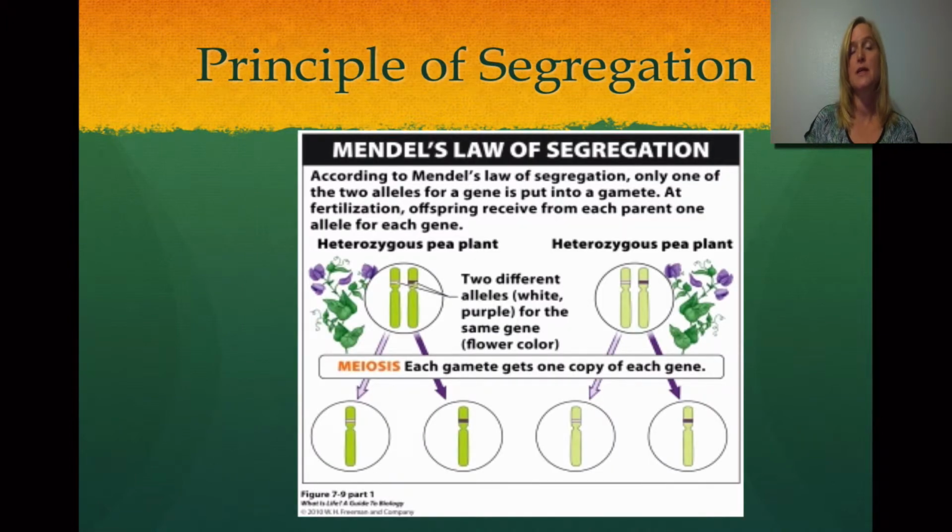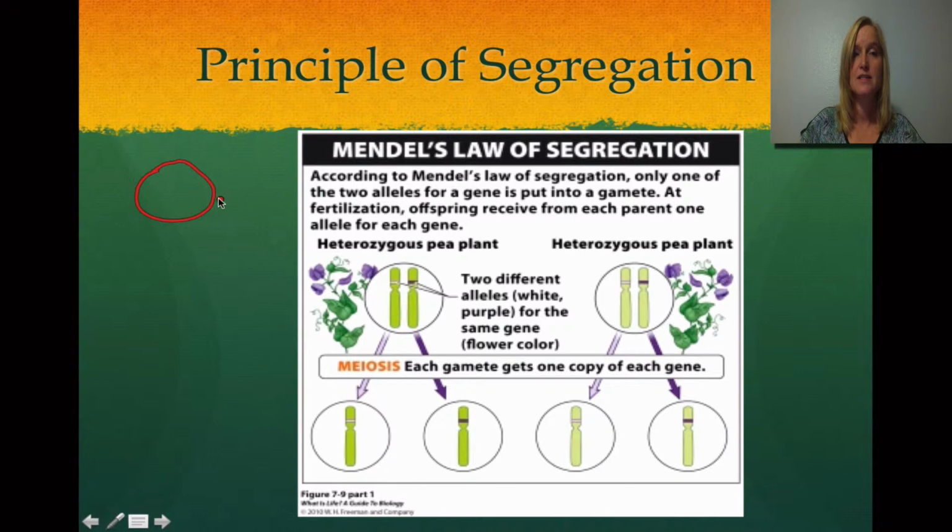So Mendel came up with this principle of segregation, and what that tells us is that only one of the 2 alleles for a gene is put into a gamete. When the sperm cell is being produced in the father, only one allele for that trait is being put into that sperm cell.